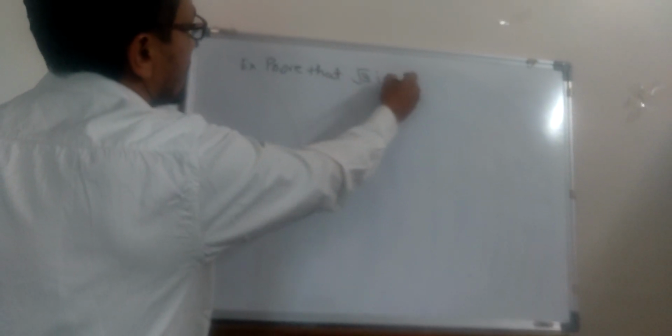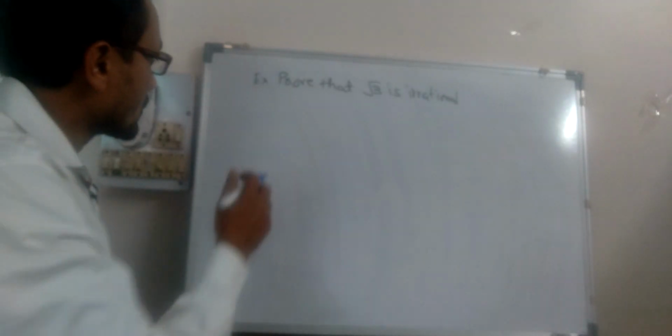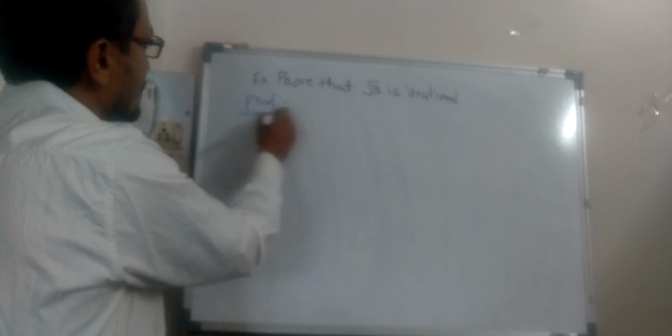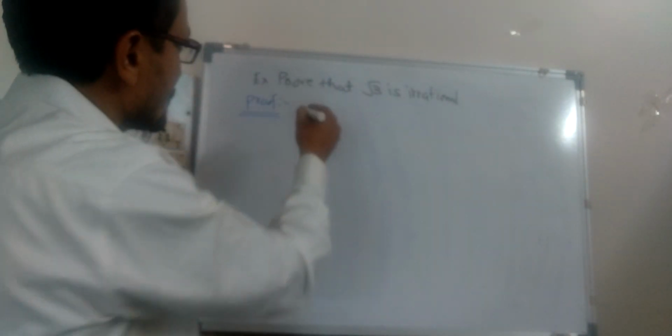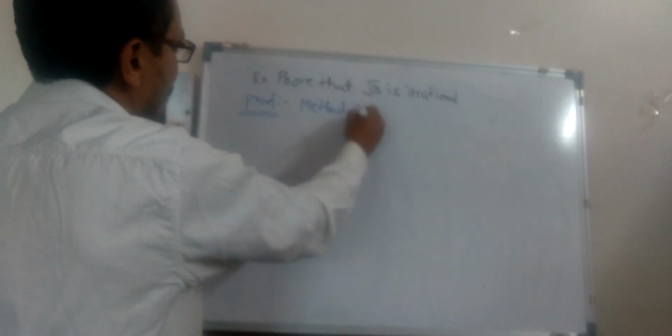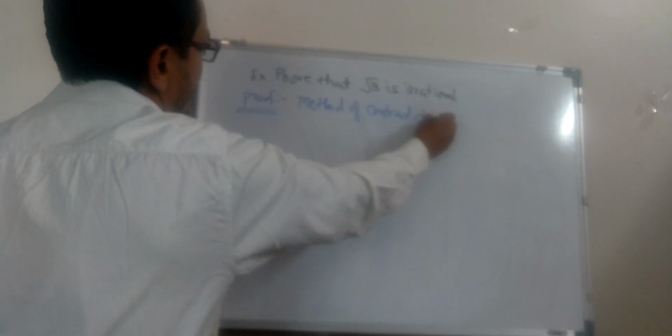Example: prove that √3 is irrational. So how can we prove it? We will prove this by the method of contradiction. Which method are we using? The method of contradiction. What do you mean by contradiction? What is the method of contradiction?